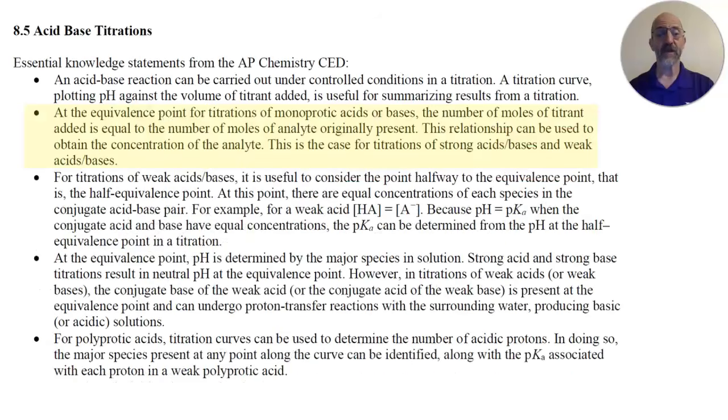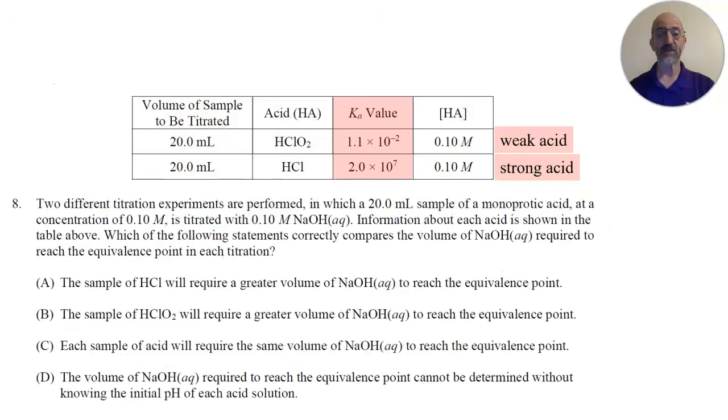And here's why. This is from topic 8.5. At the equivalence point, for titrations of monoprotic acids or bases, the number of moles of titrant, that would be the sodium hydroxide, added is equal to the number of moles of analyte originally present. So it doesn't matter whether it's strong or weak. All you need to worry about is, do I have the same number of moles of acid? Then I require the same number of moles of the titrant, the sodium hydroxide.